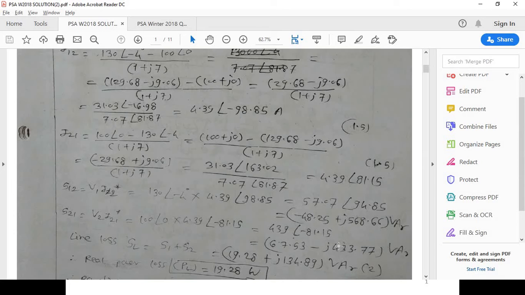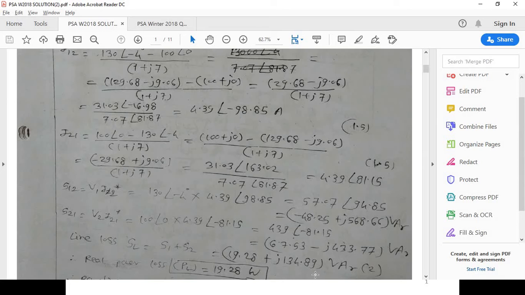Now you have both complex powers, S12 and S21. So the line loss, that is the complex power loss, which is denoted by S suffix L, where S is the complex power and L indicates line loss, is equal to the addition of these two powers S12 and S21. So it will become 19.28 plus j134.89 volt ampere reactive. See, most of the students solve the answer up to this step only.